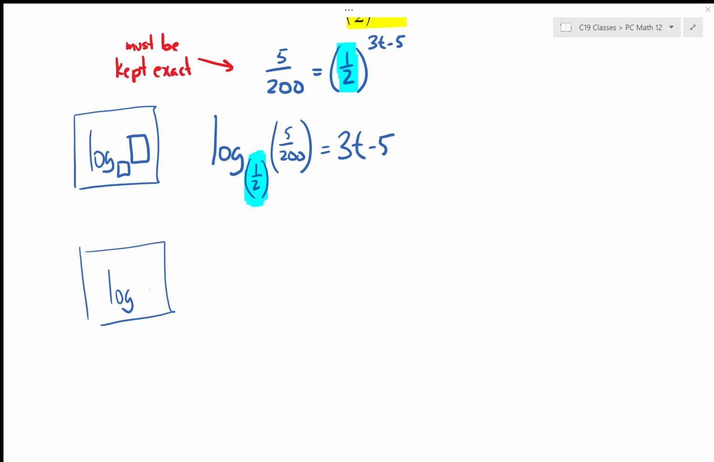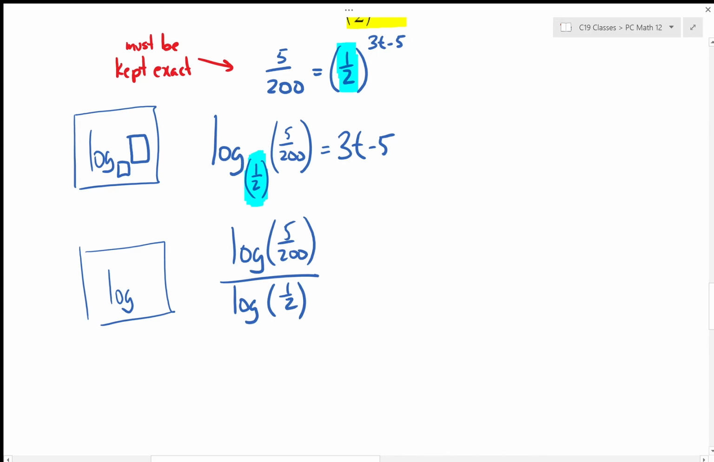So I have to split this one log apart and make it 2 logs divided into each other. The one that is the base becomes the denominator, and the one that is being logged, 5 over 200, becomes the numerator. What we've done is change it from a log base a half to 2 log base 10s. Just like when we have a square root, we don't write the index 2, when we write just log, we're assuming that the base is 10. So we've changed the base to base 10 to be able to use it with our calculator.